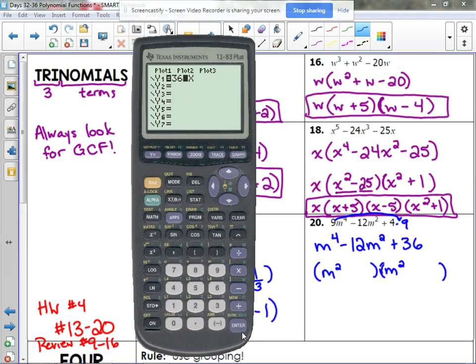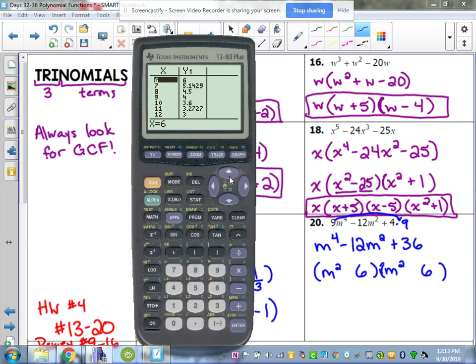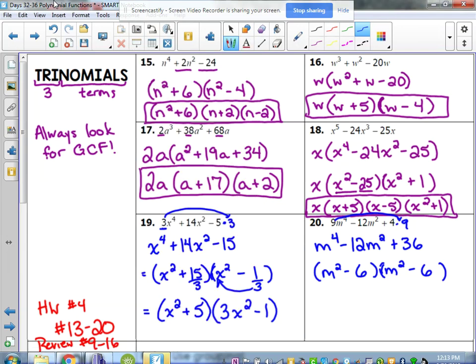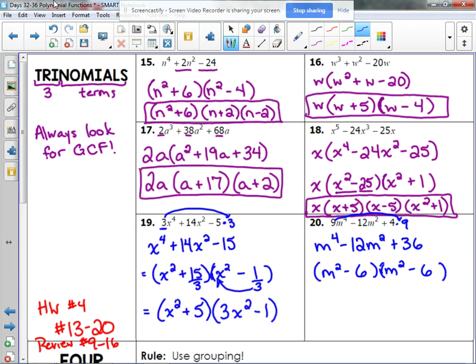So you may already know the answer. If you do, that's great. I'm going to go to the table, looking for whole numbers that add to give me 12. How about 6 and 6? These are both going to be negative because it's positive 36, so my signs are the same, but it was negative 12, so they both have to be negative. In 17, they're both positive because the 19 is positive. Here, they're both negative because the 12 is negative.